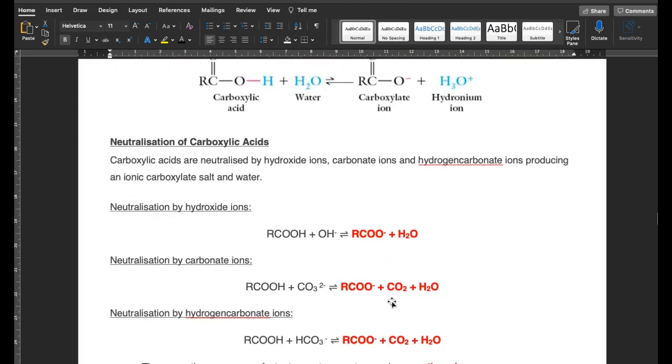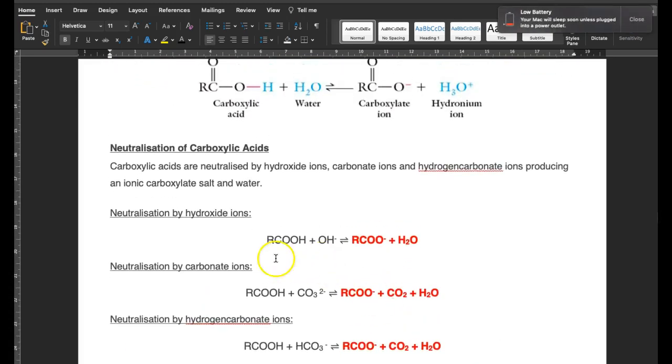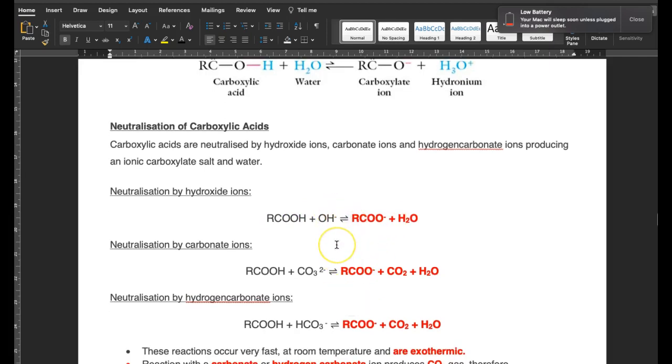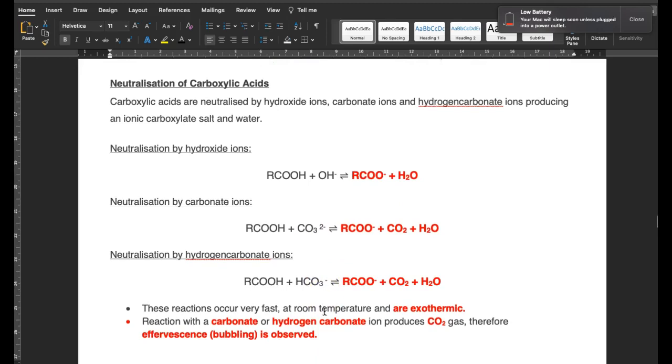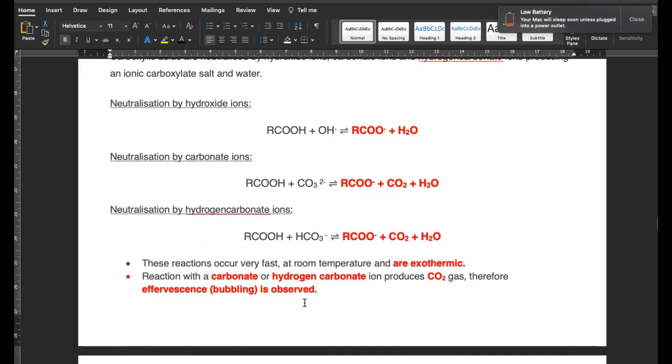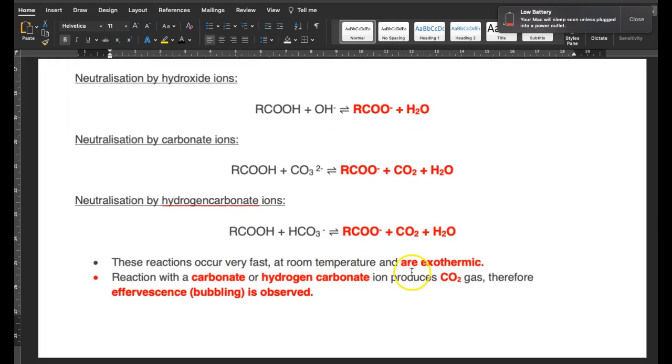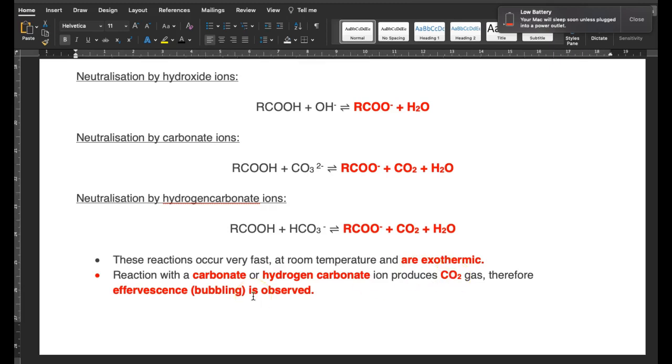So let's look at the reactions with the different things that we have to know. If we react with hydroxide ions, we simply form the carboxylate salt and water. Now this is leaving off, for example, sodium, which would be here, and would therefore also be in here. We don't need that, so we're not including it. If we reacted it with carbonate ions, we would also form carbon dioxide, same with hydrogen carbonate. Okay, you do need to know these polyatomic ions, so please learn them. Now these reactions are exothermic. They do occur fast at room temperature, so they don't need, for example, extra heat to be added. When we produce CO2 gas, we will see effervescence or bubbling.